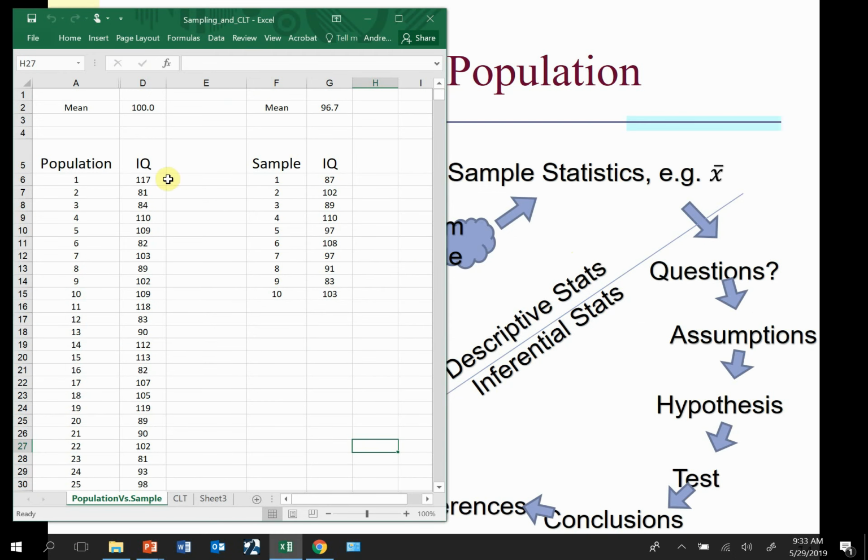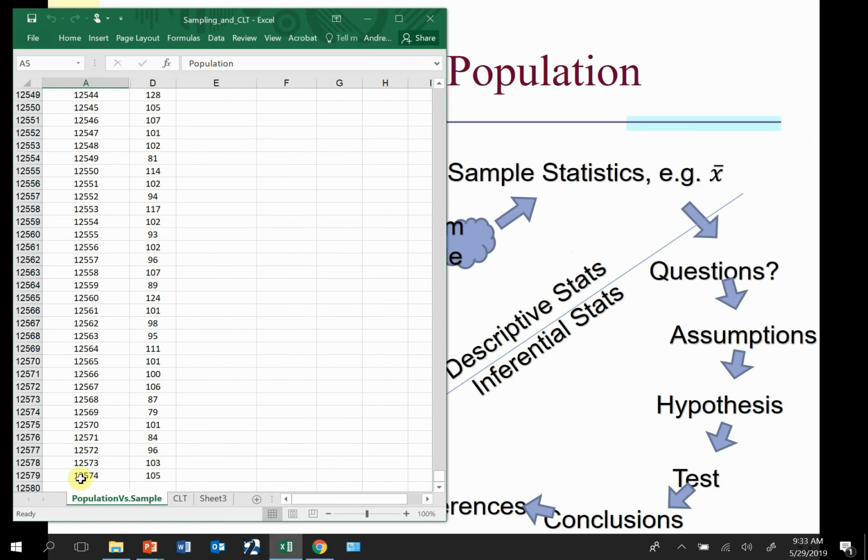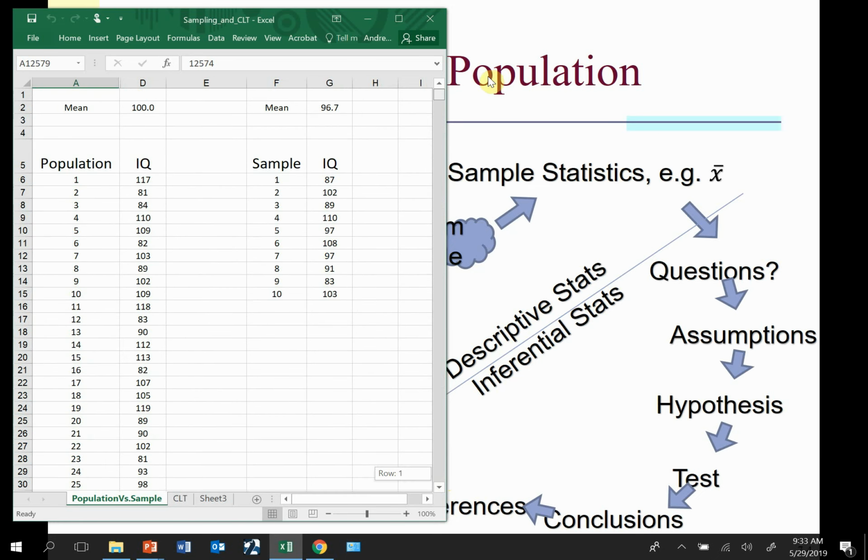In this case, here's my population, and I actually know what the population size is. I've got 12,574. Now assume that that's so big that we don't have the time to measure the IQ of everyone there, okay? But in this case I know what they are. So these are there, and if I take the average of that, right now I've got 100. Normally I don't know what this is because this is too big to measure.